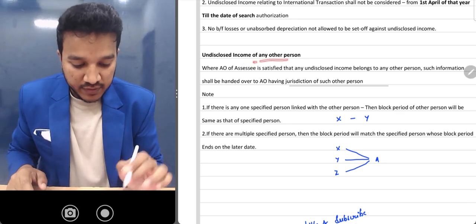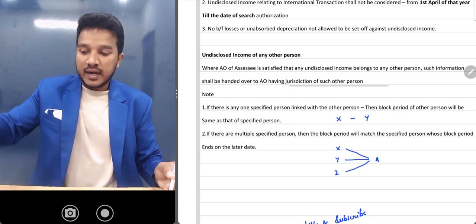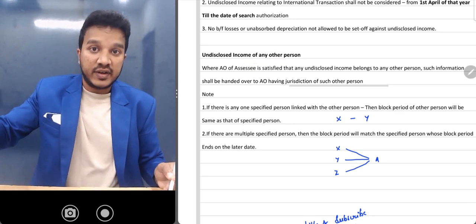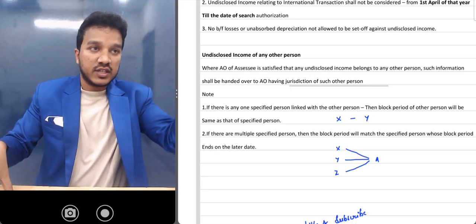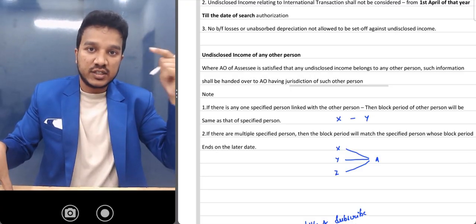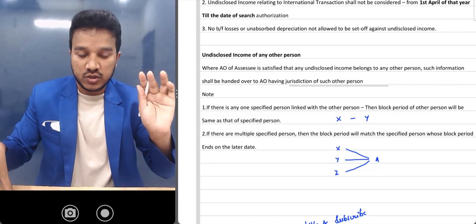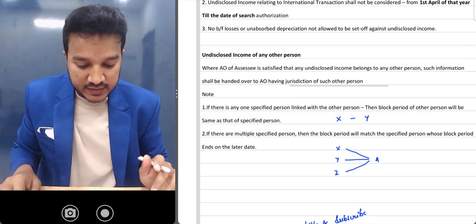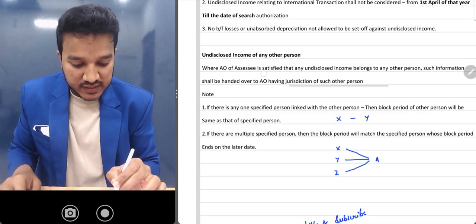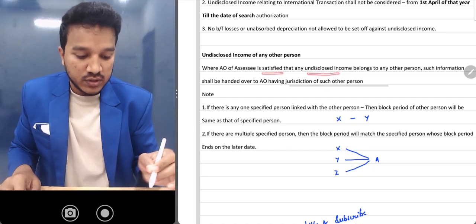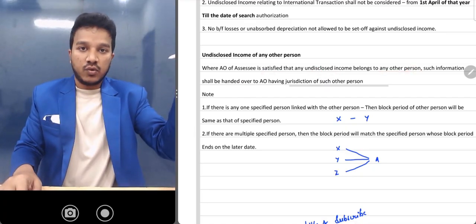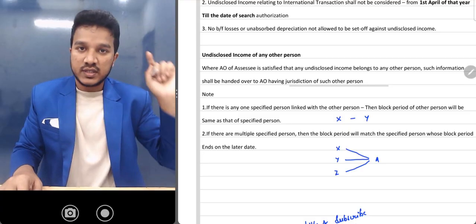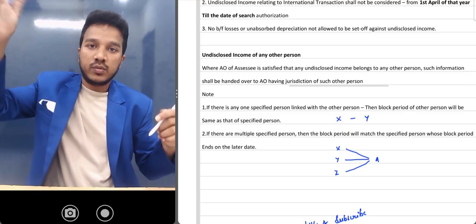Now the last and final one: undisclosed income of any other person. See, when a department does the raid, if it catches the information of any other person, then it can go and search and raid the other person also. They can initiate block assessment of the other person also. Then in that case, what exactly is happening? When the AO is satisfied that any undisclosed income belongs to any other person, such information shall be handed over to the AO having jurisdiction over such person. Then that AO will take care of that other person.